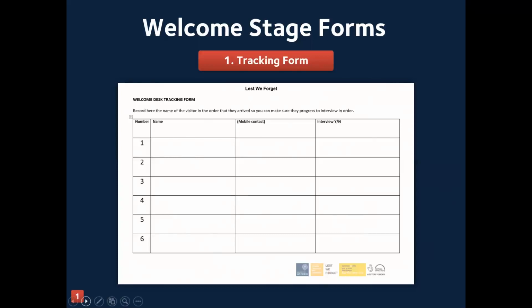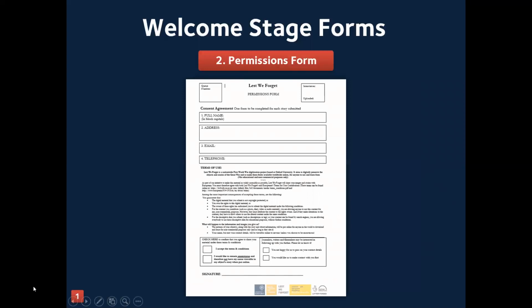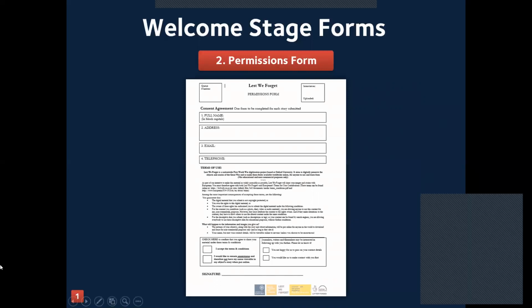The other form that we have on the welcome desk, and there's no way you're going to be able to read this one on the slide, but you will be able to read it in your handbook, is what we call the permissions form. Now, all contributors that come along and want to share their story and to share their item are going to have to fill this in. It's really important that they do that. So you'll see there's quite a lot of information on there, and we would recommend you familiarising yourself with the form before you organise the event.